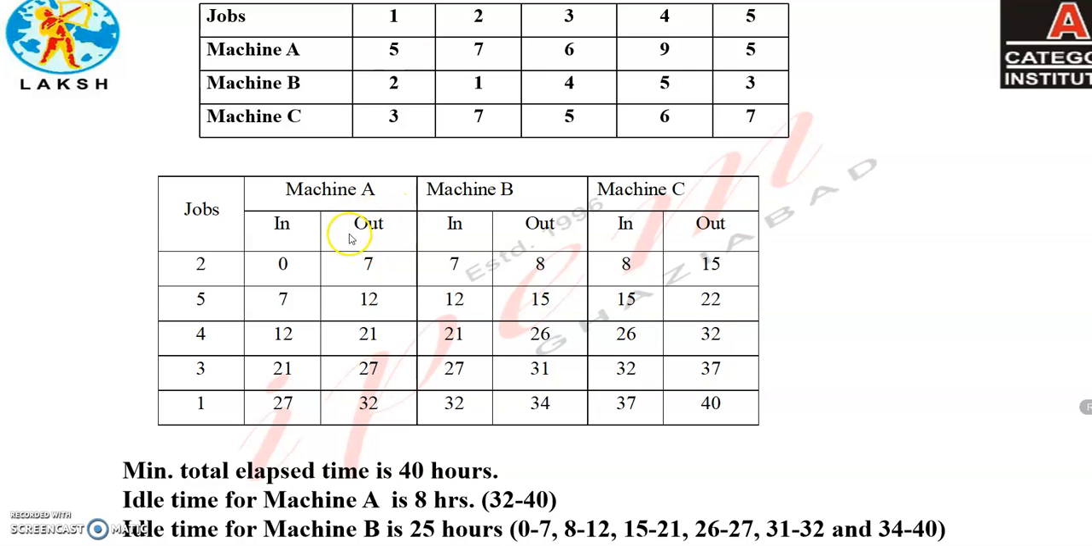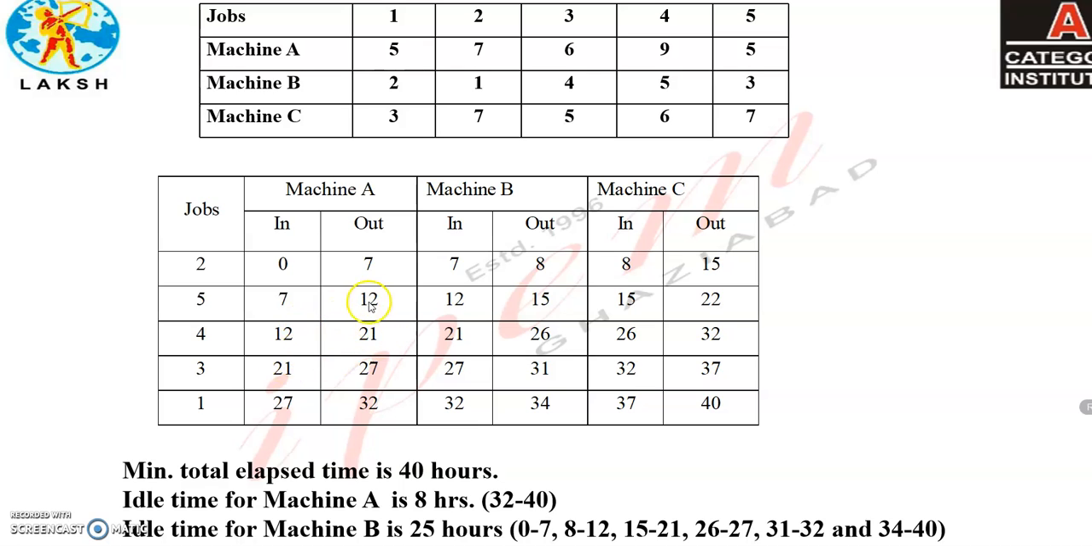To find out the out time of machine A, we will add the actual time taken by machine A in jobs 1, 2, 3, 4, 5 to the in time. So first, the out time of job 2: in 2 the time given is 7. So 0 plus 7 is 7. In 5 the time is 5 hours, so 7 plus 5 is 12. In 4 the time is 9, so 12 plus 9 is 21.